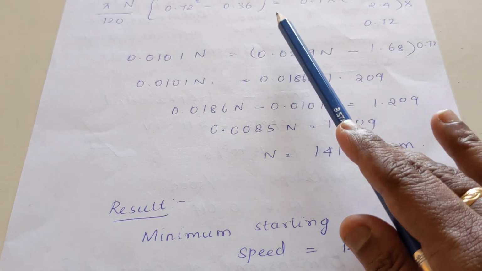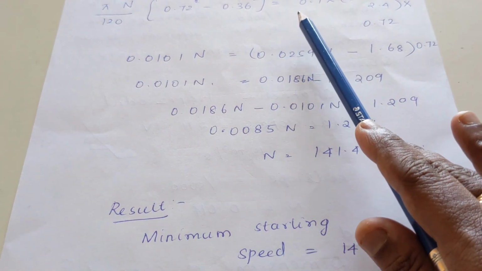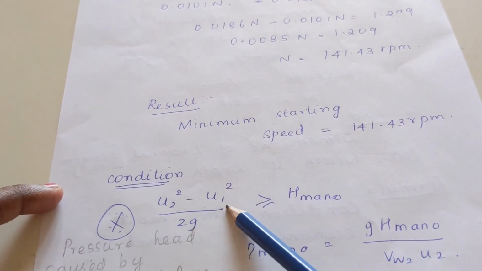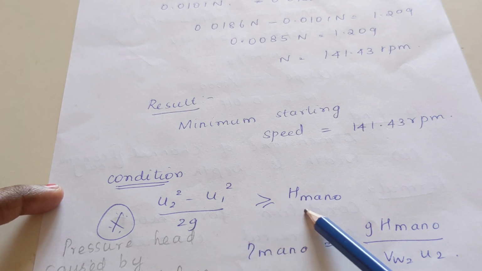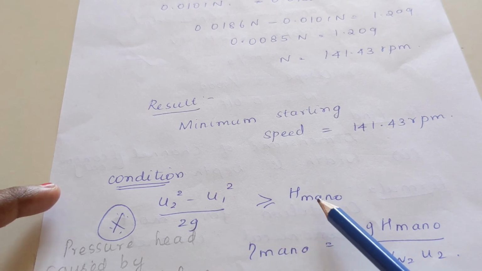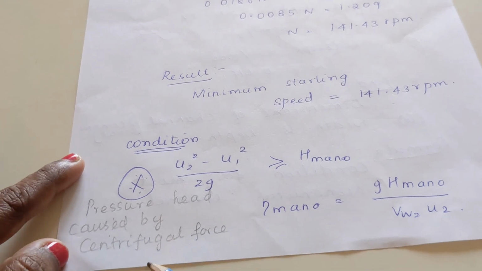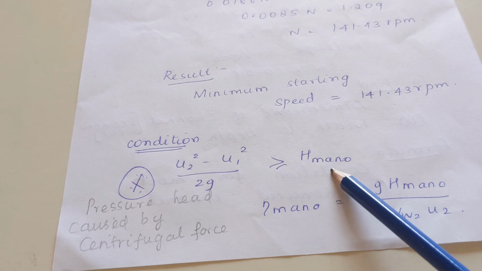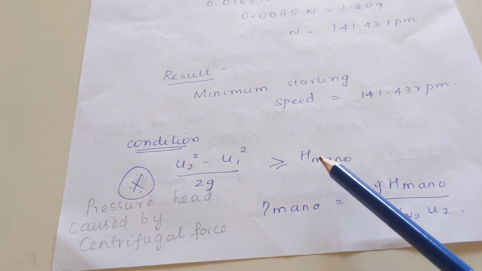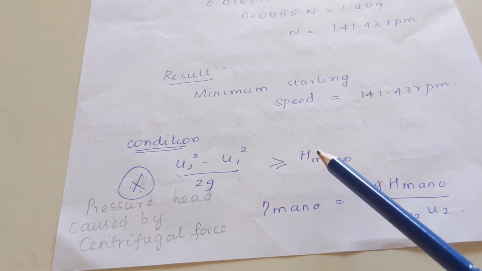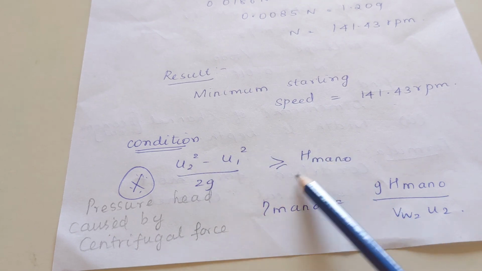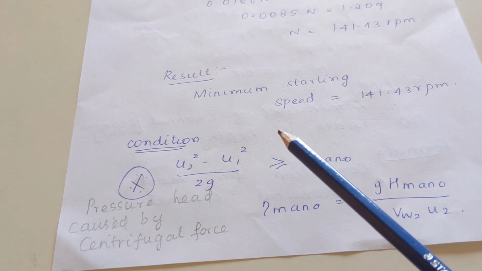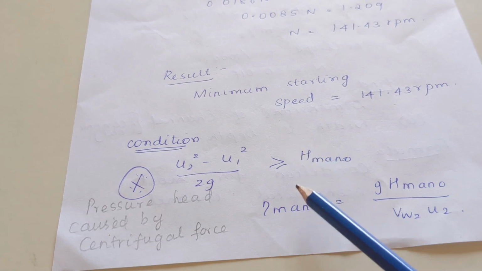Now, what is the basic condition for getting this formula? This is the condition: U2 square minus U1 square divided by 2G should be greater than H mano. That is, the pressure head caused by the centrifugal force on the water should be greater than the manometric head. Then only the pump will start rotating and we'll get the water at the outlet. So this is the condition for finding out the minimum starting speed of a centrifugal pump.